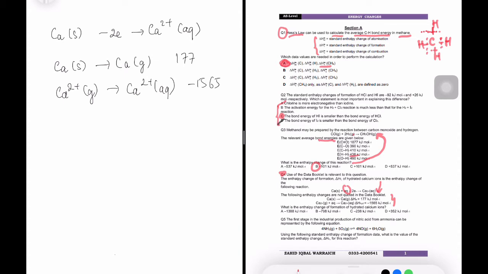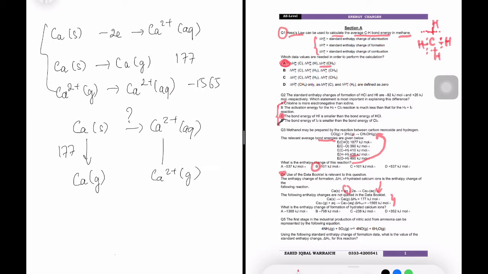Okay, so if we're trying to put this on the Hess diagram, we'll see that, okay, I need to figure out the calcium gas going to the calcium 2+. This is unknown. Calcium solid can go to the calcium gas. This process requires 177 kilojoules. And the calcium 2+ aqueous here, okay, it can be made from calcium 2+ gas. So for this one, it's minus 1565.